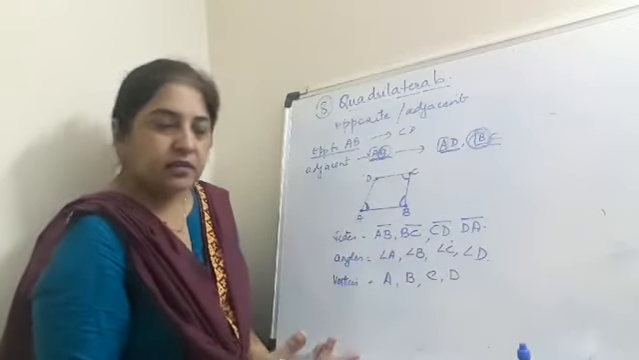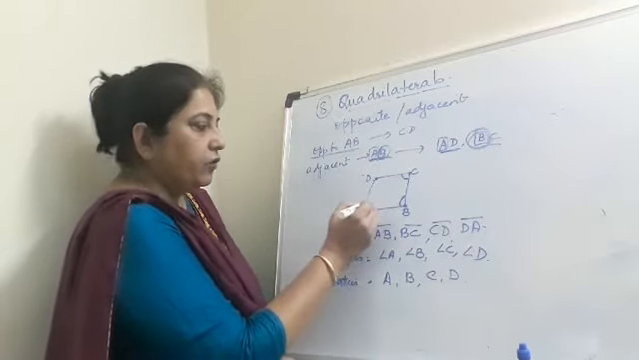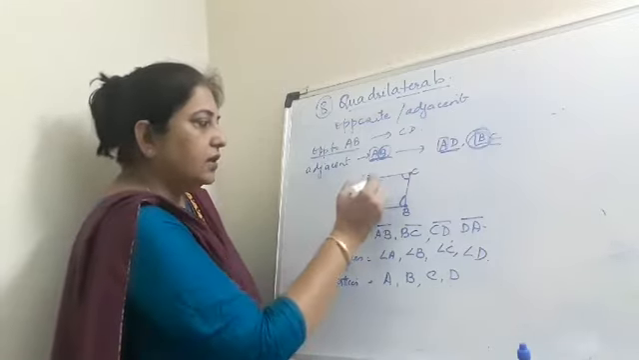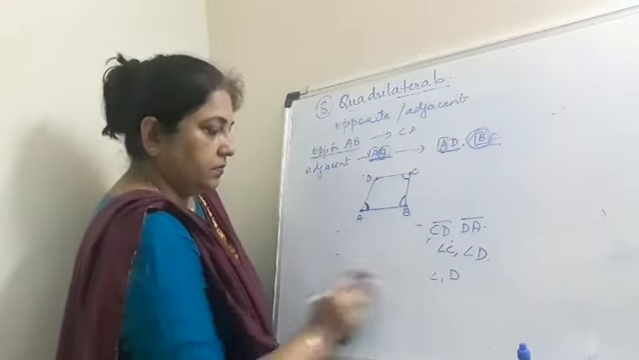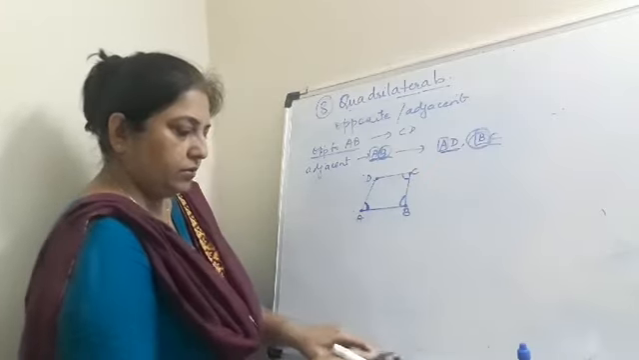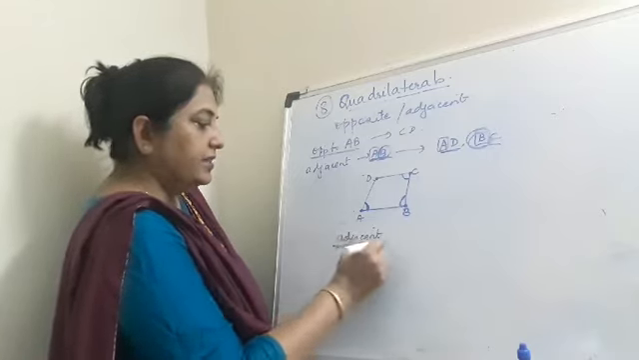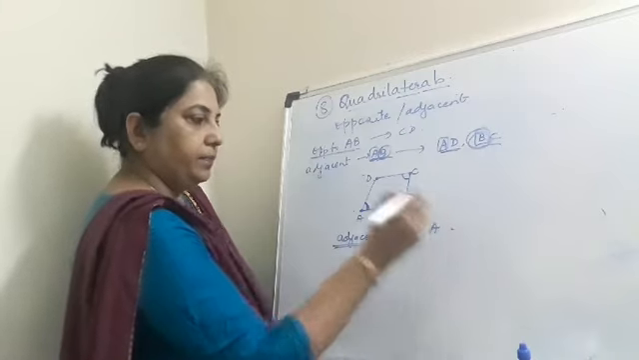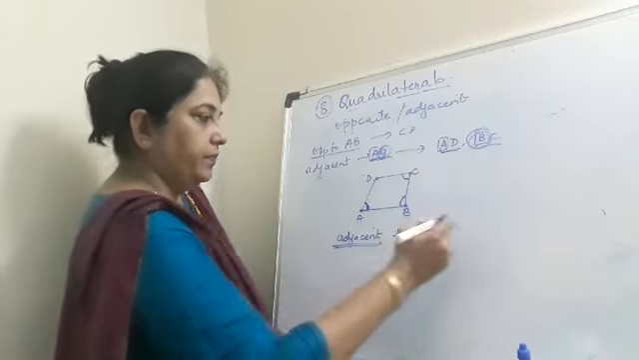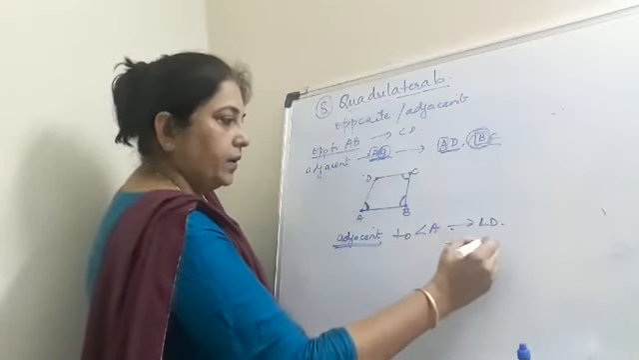Now, there can be adjacent angles also, same. So, what is the angle adjacent to A? For angle A, the adjacent angles will be angle B and angle D. These are very simple things, but you should know, there should be no confusion. When I say write the angle adjacent to angle A, it will be angle D, and angle B.